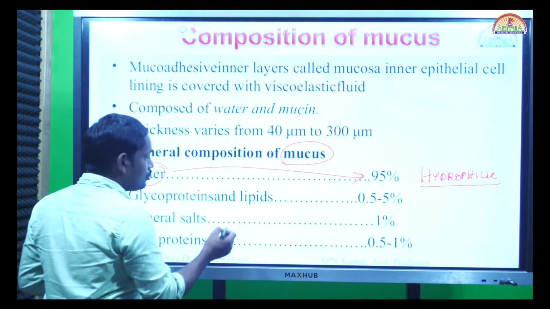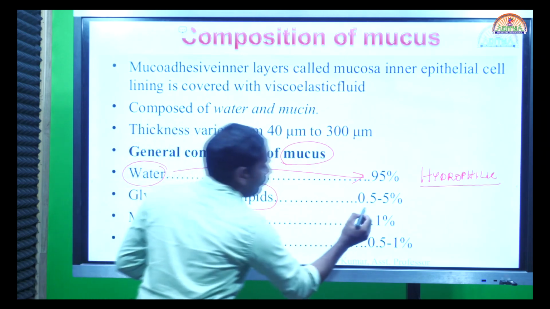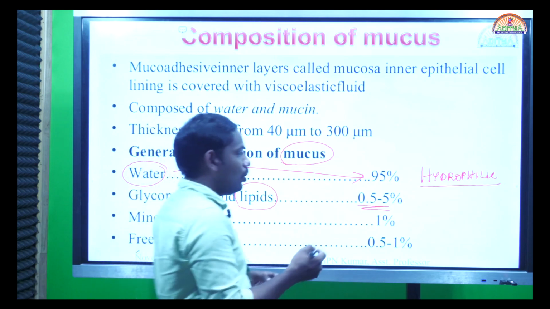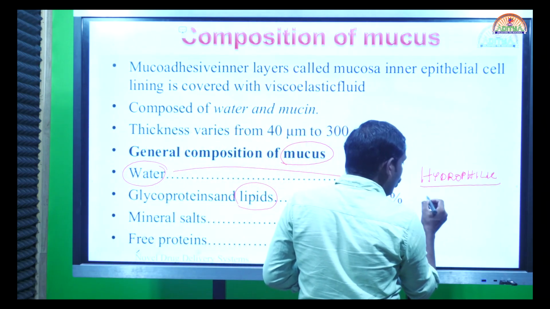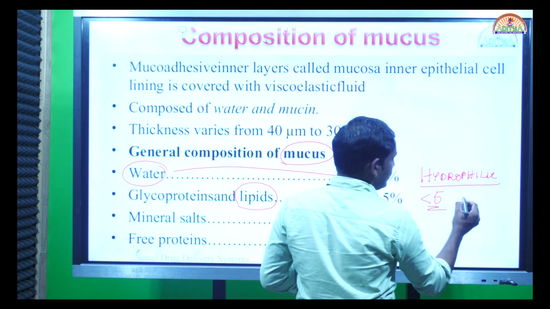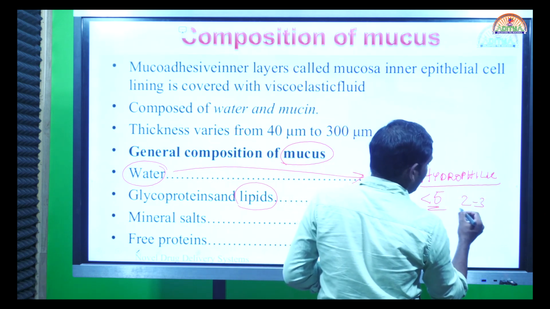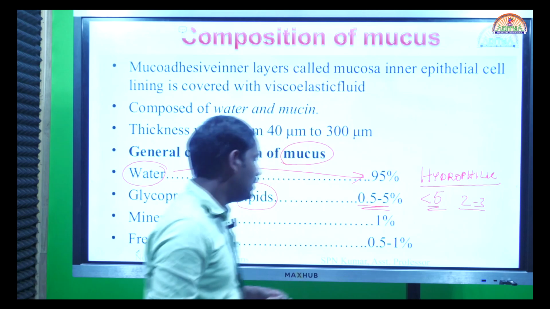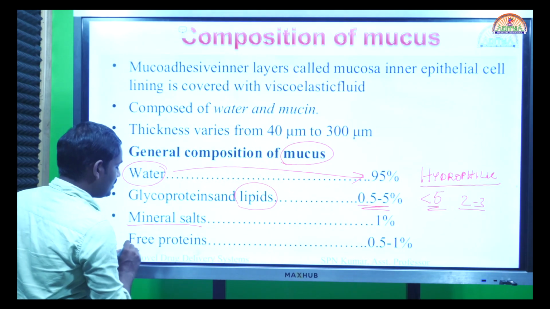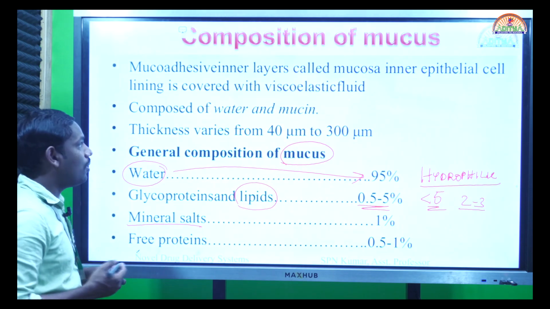Next, it also contains lipids to an extent of 0.5 to 5%. So if it is a lipophilic drug, its log P value should be closer to 5 but not exactly 5. Those drugs which have a log P value of 2 to 3 will be dissolved in this mucous membrane. Apart from this, we have minor amounts of mineral salts and free proteins. So that's the composition of mucus.